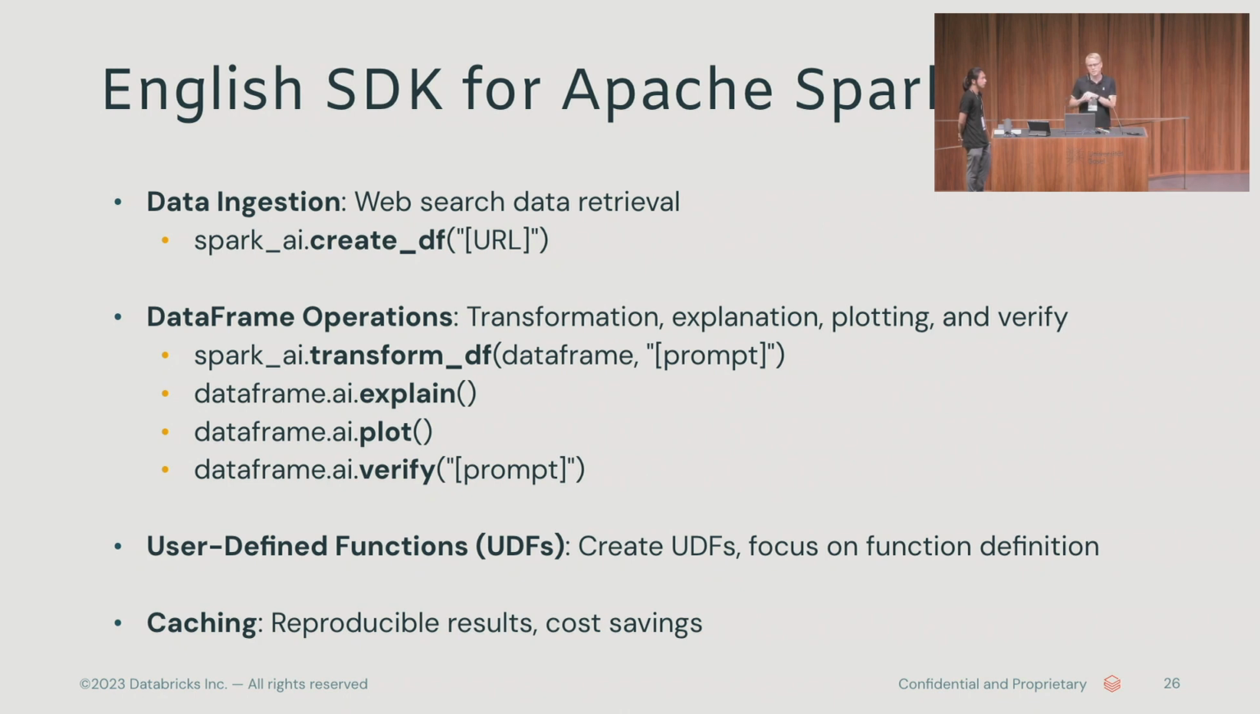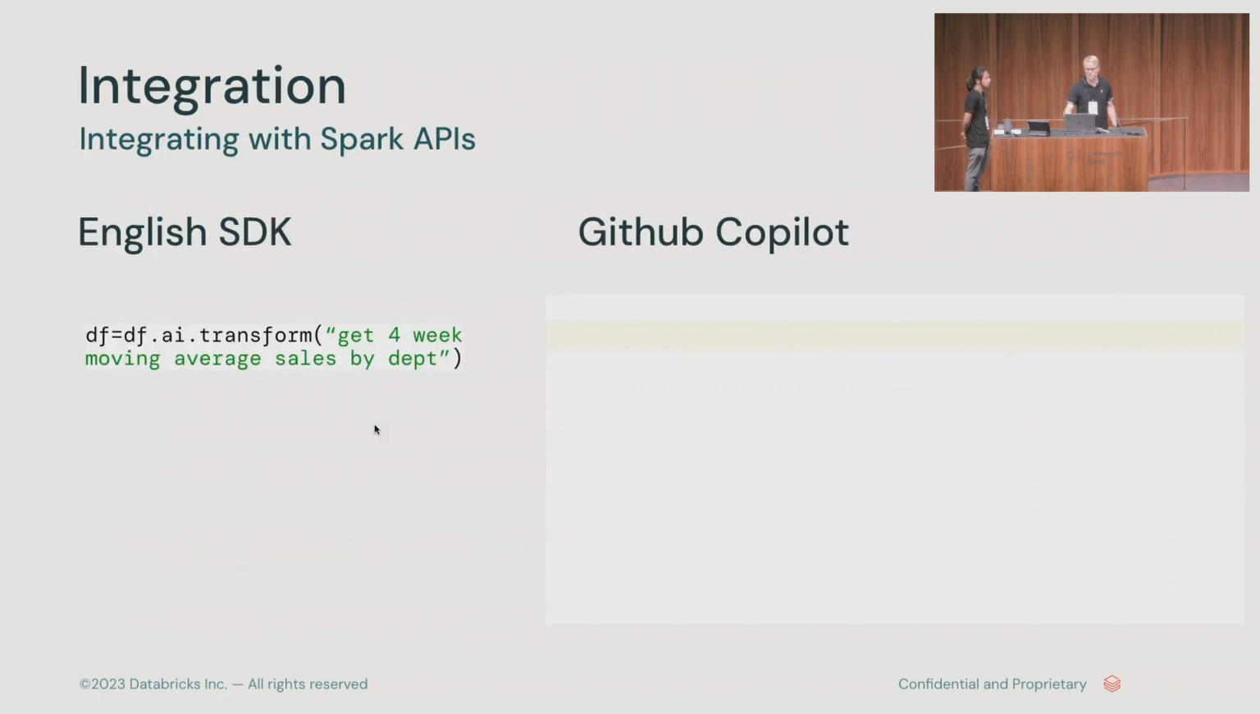It can also help you make user-defined functions. You provide the signature and an English sentence as to what you want the UDF to do, and it generates, again, PySpark code to do that. And lastly, if you're running the same English language queries many times, it has caching, so you don't make a lot of large language model calls, which cost you money depending on which model you're using and where.